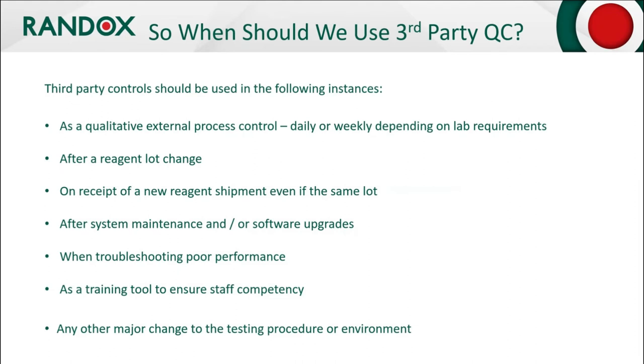So when should we use third-party IQC? Third-party control should be used in the following instances. As a qualitative external process control, so daily or weekly, dependent on lab requirements. After a reagent lot change, on receipt of a new shipment, even if the shipment is the same lot. After system maintenance and or software upgrades. When troubleshooting poor performance. As a training tool to ensure staff competency, and any other major change to the testing procedure or environment.